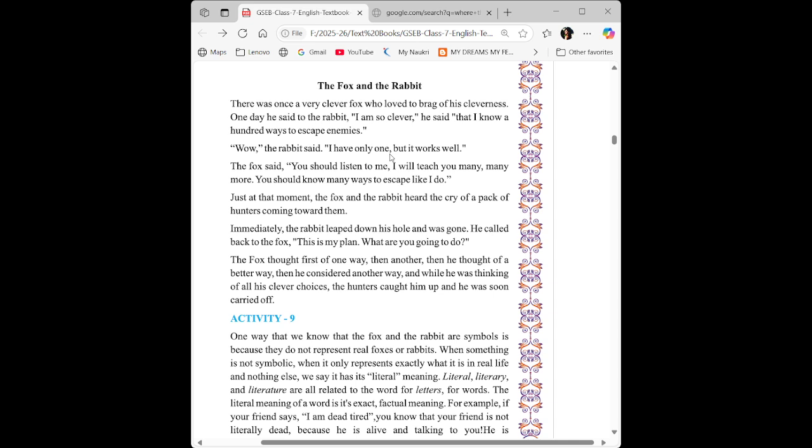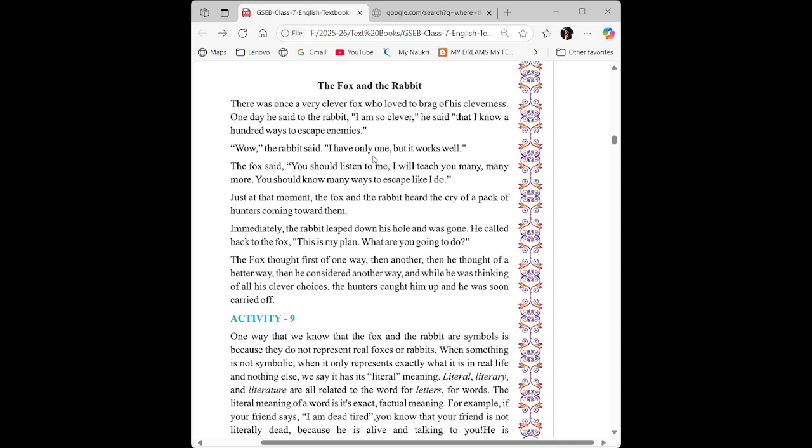Now see, the fox and the rabbit are talking, and the fox brags about his cleverness. The fox thinks that he is very intelligent, very smart, brilliant, and he is telling that to the rabbit. Actually, he is saying, "Oh, see, I'm so clever, and if the enemy comes, I know how to run away, and I know 100 ways. I know hundreds. If the enemy comes, I'll run away."